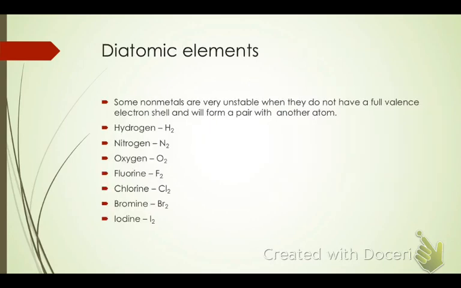In nature, a lot of nonmetals are rather unstable on their own and seek out electrons where they can find them. And so these elements are what are referred to as diatomic elements, because they'll naturally form a pair of atoms when left to their own devices. So hydrogen, nitrogen, oxygen, fluorine, chlorine, bromine, and iodine will form diatomic elements on their own.